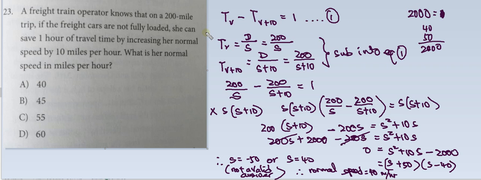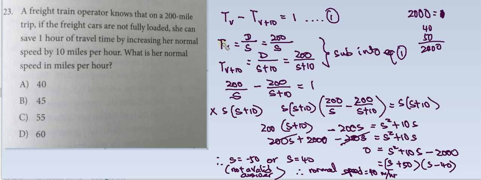Now, let's look at this question. What is the information given? First is travel on a distance of 200 miles. Sorry, 200 miles. So if you want to find, let's say S is the normal speed that is traveled.